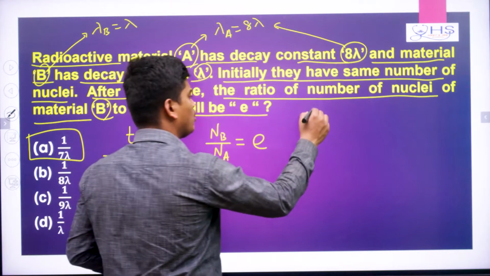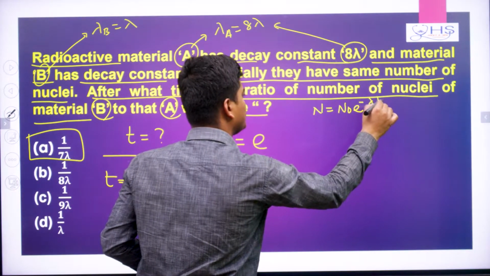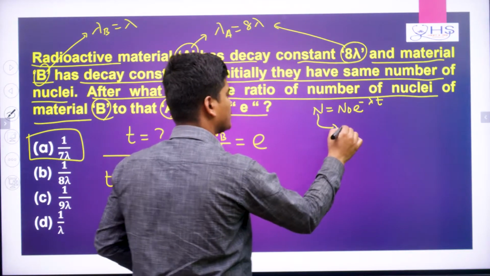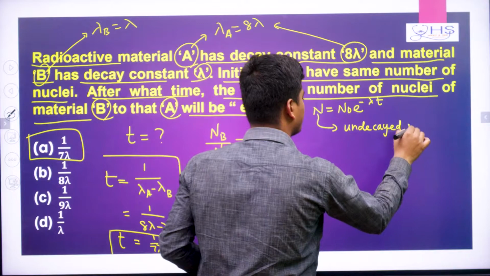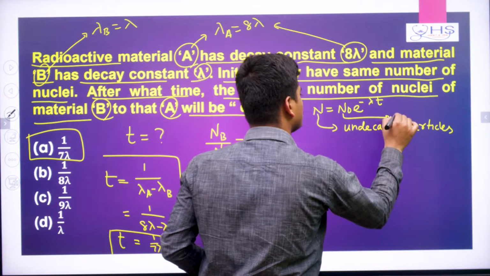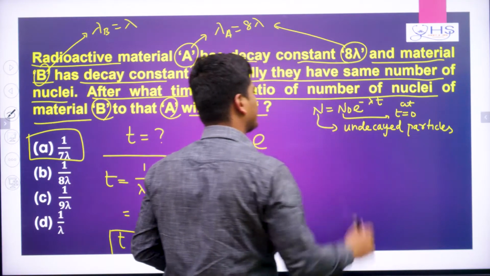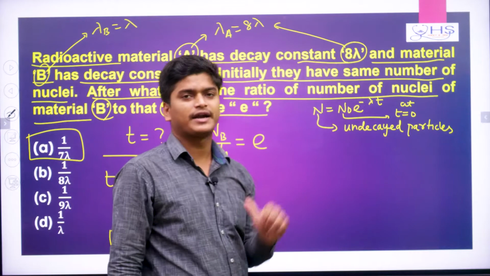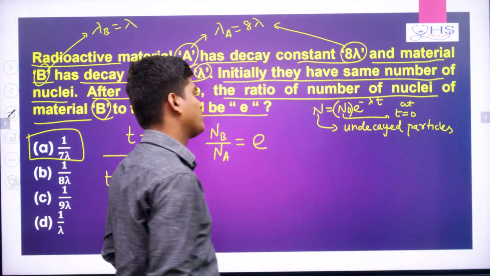Now already you know the decay equation: N equal to N naught e to the power minus lambda t. Here this N basically represents undecayed particles, or undecayed nuclei, and this is N naught. Now at t equal to 0, whatever particles are there, that is your initial number of particles, N naught.